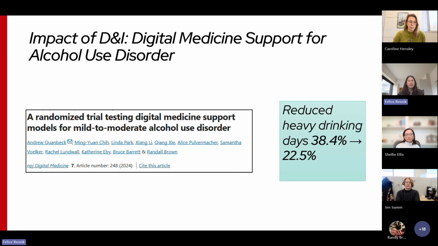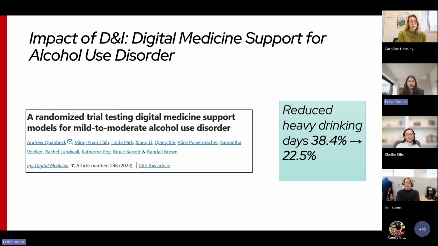I want to give a couple of examples about how we know implementation science works. And Randy Brown in his introduction gave a nice little preview of that. He's worked with implementation scientists over the years. As you will see, it's with other colleagues in the Department of Family Medicine and Community Health, a dear friend and colleague of ours, Andy Quanbeck. They have been working for years on different trials to test different implementation science strategies.